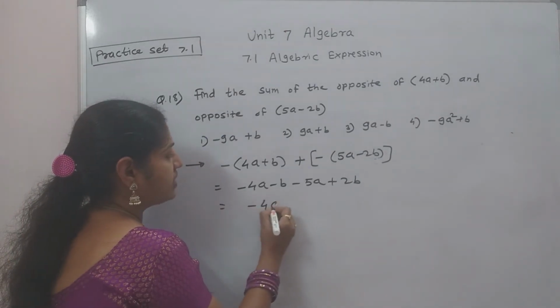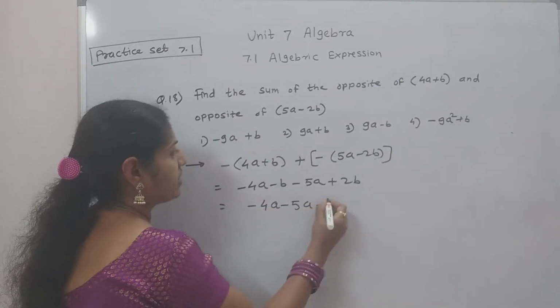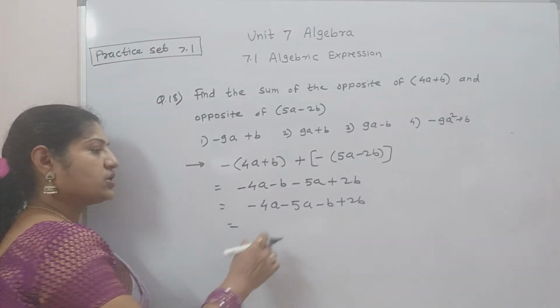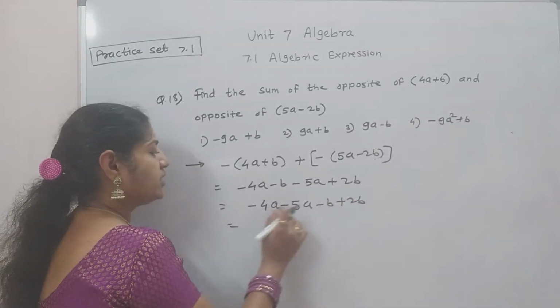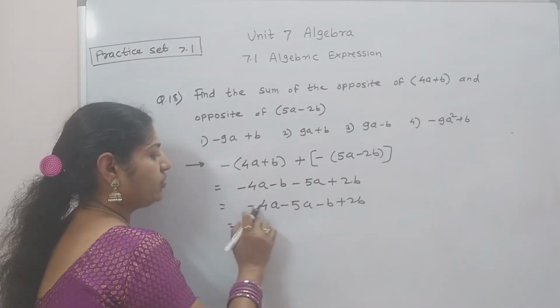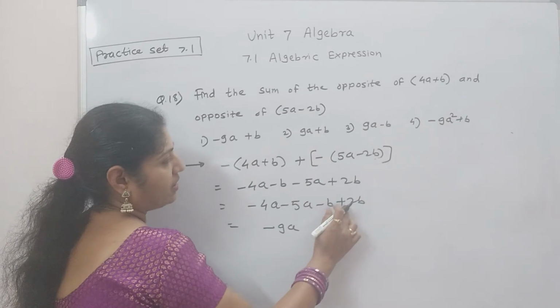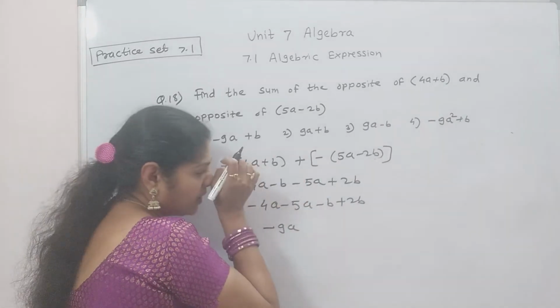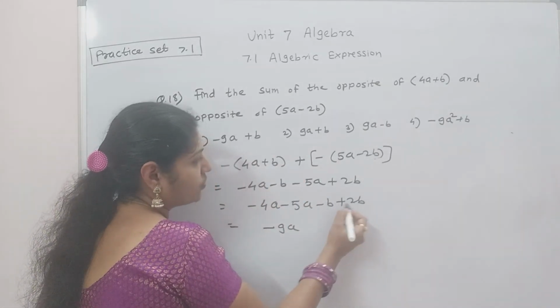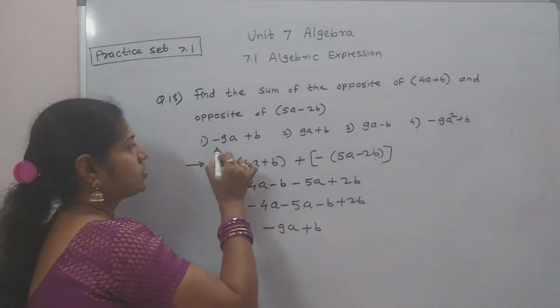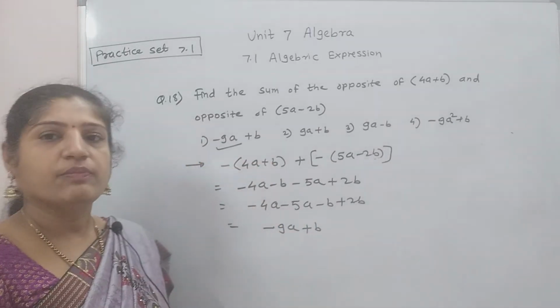Like terms, minus 4a minus 5a, minus b plus 2b. Addition and subtraction are only of the like terms, 4a, 5a, both are negative numbers, so negative 9a. Minus and plus, then there is the subtraction, 2b minus b, plus b. So answer is first option, minus 9a plus b.